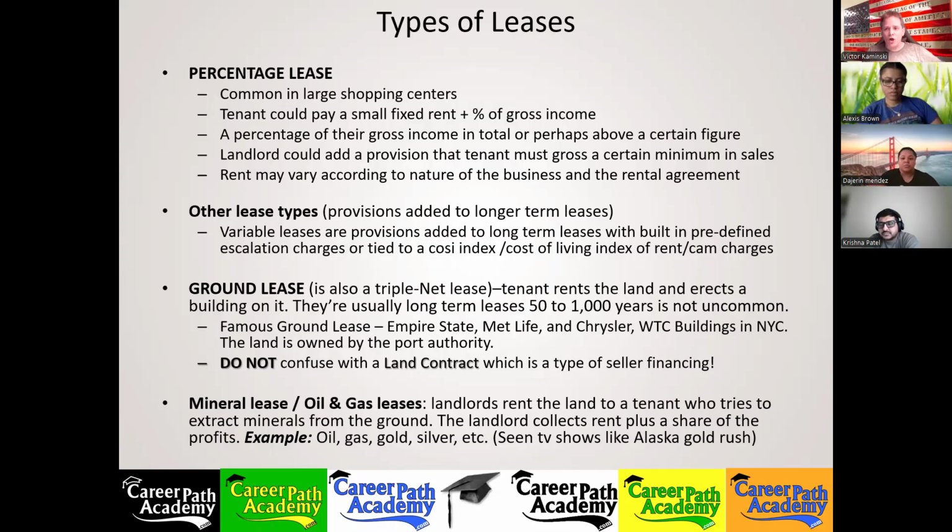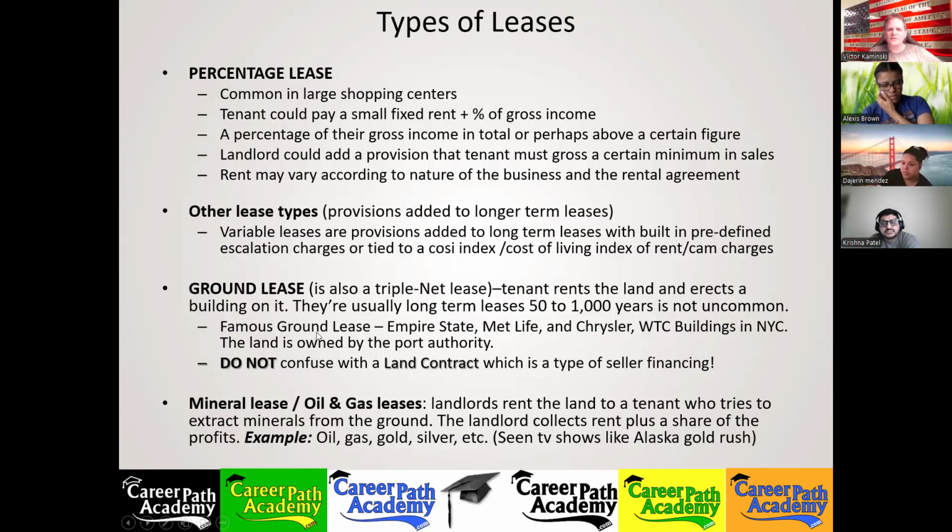This should be a long-term lease, and it is not uncommon for leases to be 50 to 1,000 years. This country hasn't even been around that long, right? So 50 to 1,000 years are not uncommon leases. Hey, if you're going to be constructing a building on a property, you better get a long enough lease that the juice is going to be worth the squeeze, that it's going to pay for itself, right?